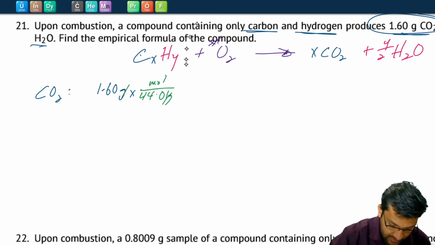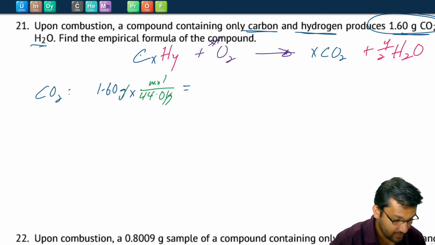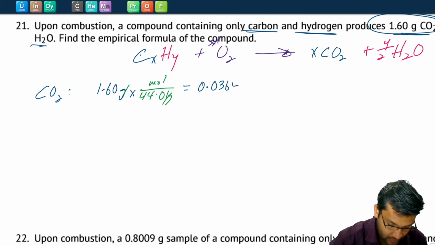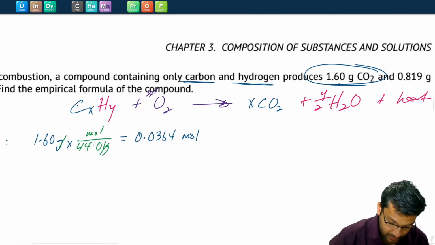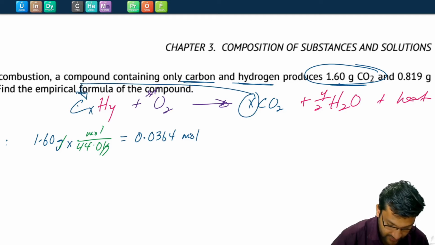which gives us the number of moles of carbon dioxide of 0.0364 moles. Now, remember, from a combustion reaction, however many moles of carbon dioxide you have is the same number of moles of carbon. So that's the same thing as the number of moles of carbon.